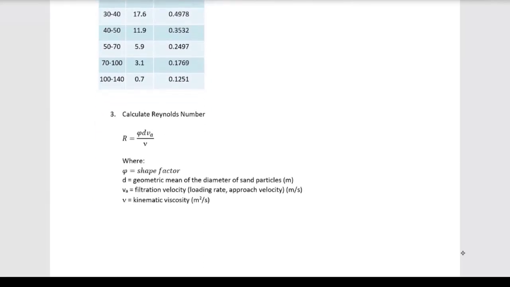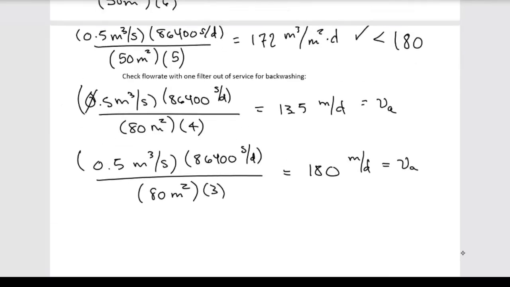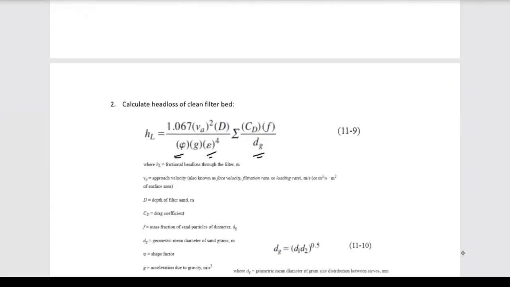The next thing we want to do is to calculate the approach velocity. So we'll go back here. We're going to use this situation. We've decided that we're going to design the system with 4 filters at 80 square meters.